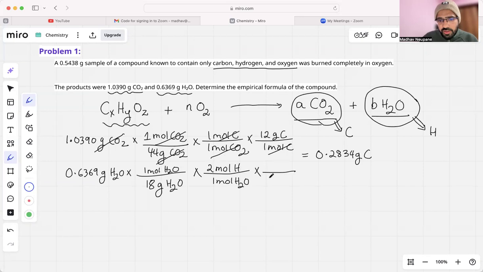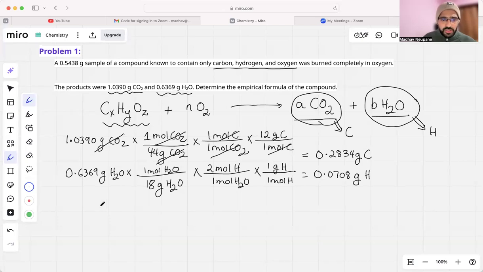And from there, 1 mole of hydrogen atom is very close to 1 gram hydrogen atom. So if you do the calculation, you'll get around 0.0708 grams hydrogen atom. So I try to take as many decimal places as possible because calculations like this tend to be very particular about the number of decimal places. So around 4 decimal places is more than good enough. So I have grams of carbon, I have grams of hydrogen. What about grams of oxygen?